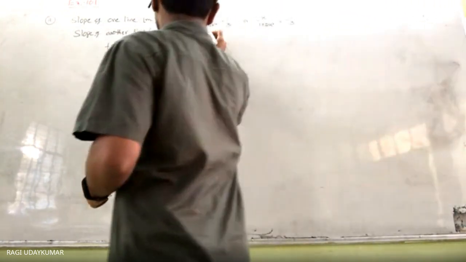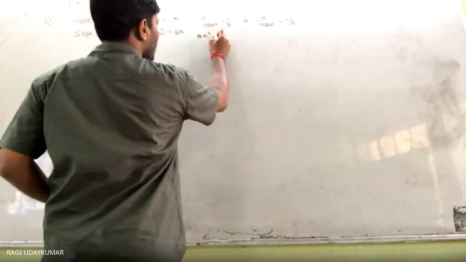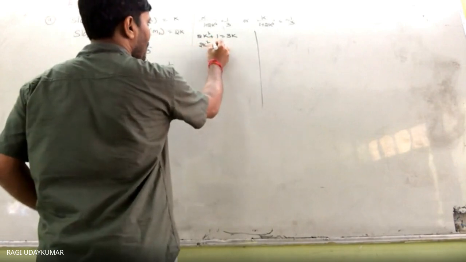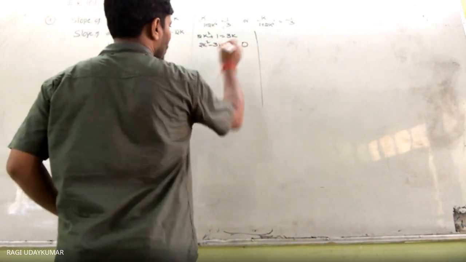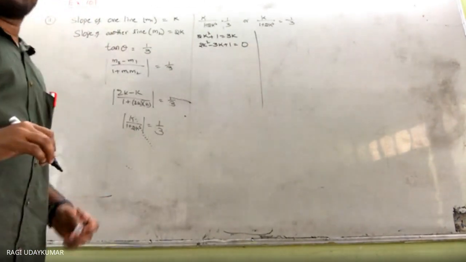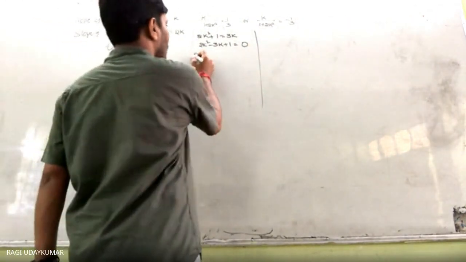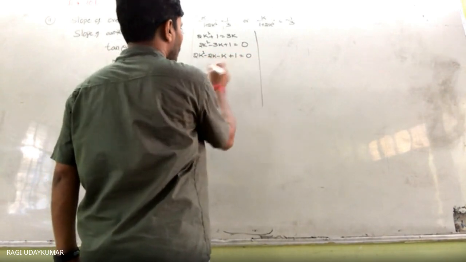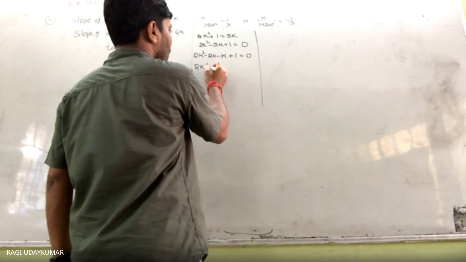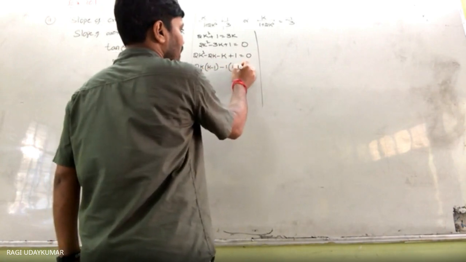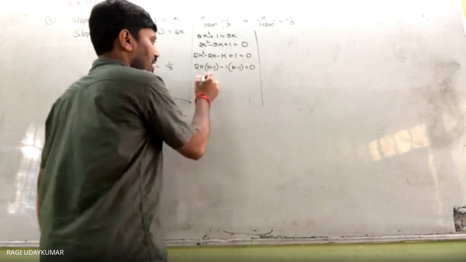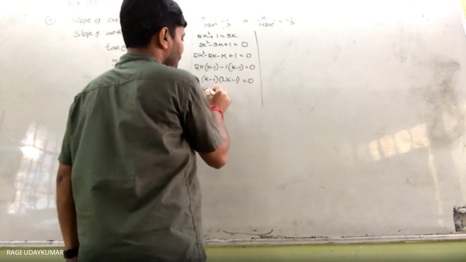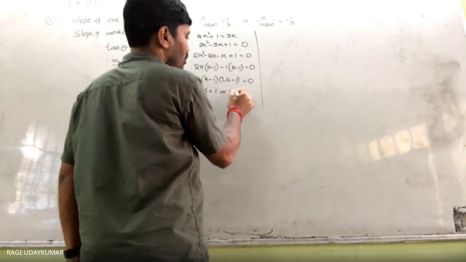Now first, in this situation, 2k square plus 1 is equal to 3k. So from this, 2k square minus 3k plus 1 is equal to 0. Factorize: 2k square minus 2k minus k plus 1 is equal to 0. 2k if you take common, k minus 1; minus 1 if you take common, k minus 1. K minus 1 if you take common, 2k minus 1 is equal to 0. K equal to 1 or k equal to 1/2.